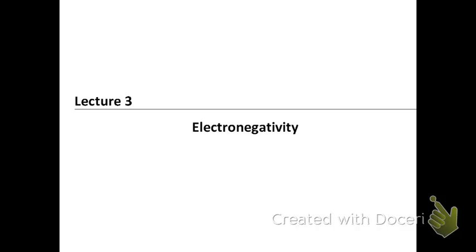Alright, we're going to go ahead and get started with Lecture 3 in our chemical bonding unit. We're going to address the topic electronegativity here in this lecture. Electronegativity is an important topic, so make sure that you very much understand this concept before you're done with this lecture, and know the periodic trends of electronegativity within the periodic table.